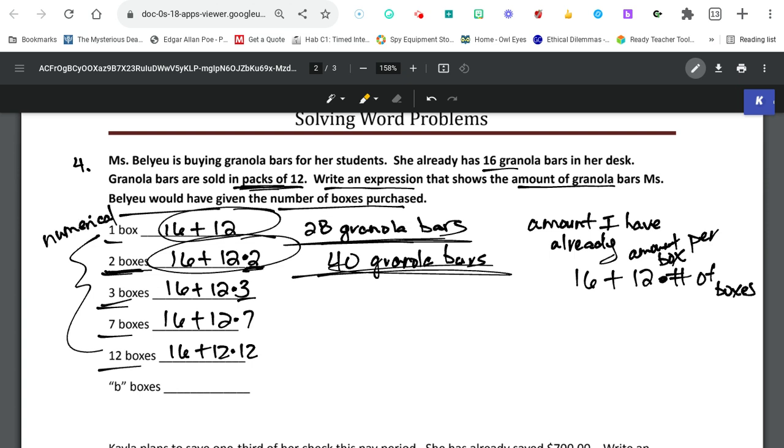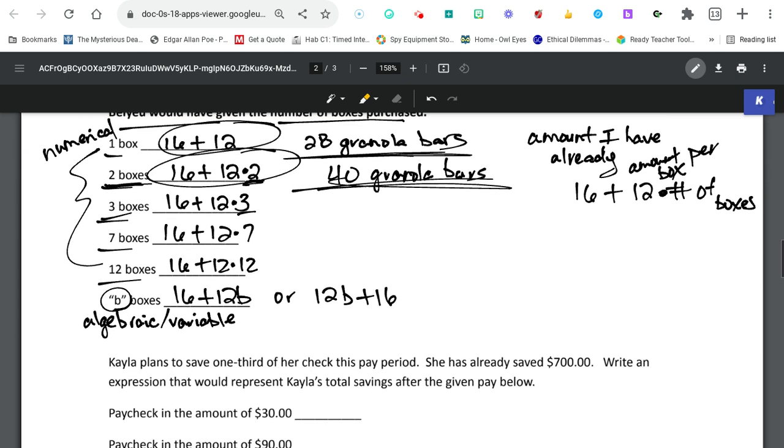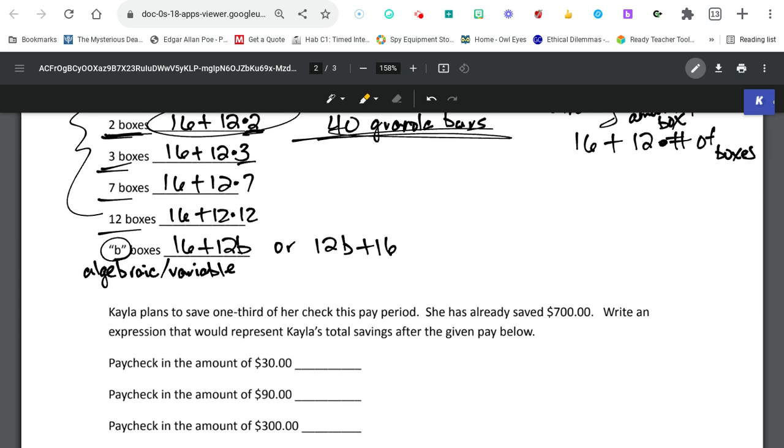The last one I want to write is algebraic, a variable. So it's going to be 16 plus 12 times the number of boxes, which is B. You can also write this as 12B plus 16. Either expression will give you a certain number of granola bars, depending on what B is. In other words, depending on the number of boxes.